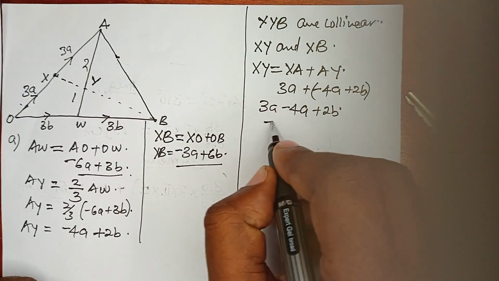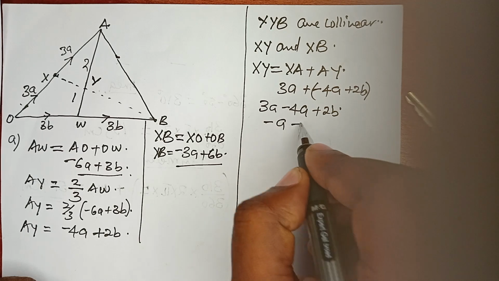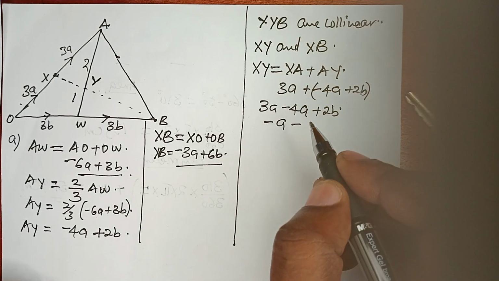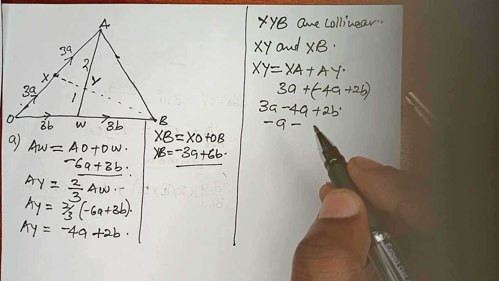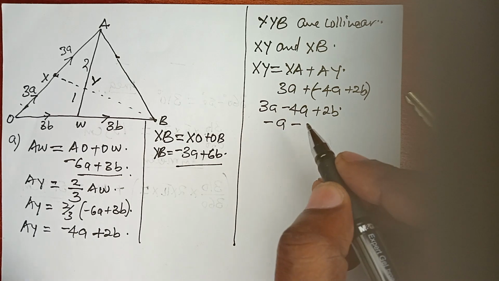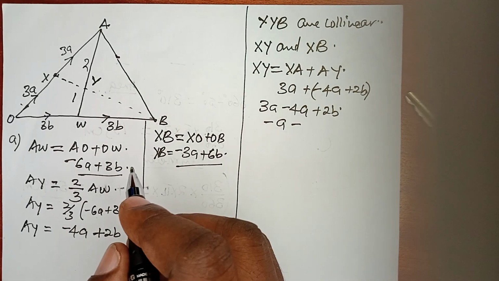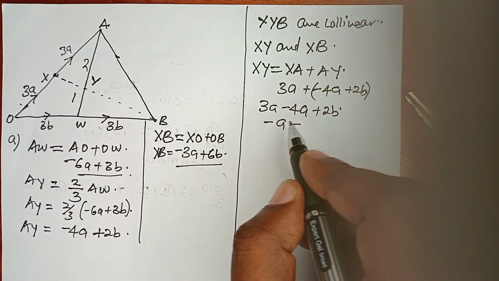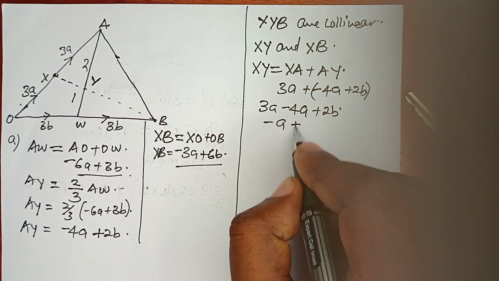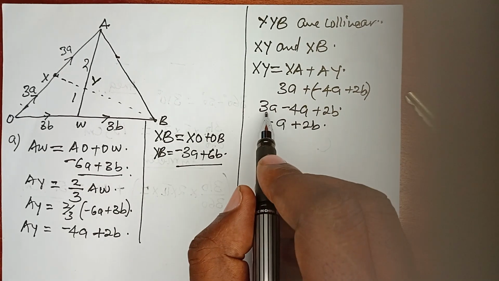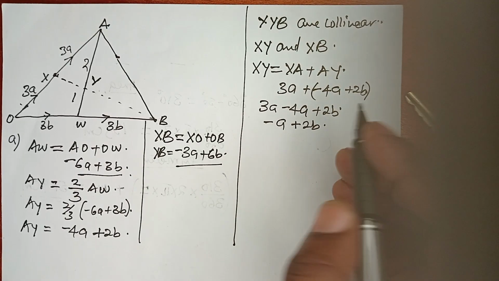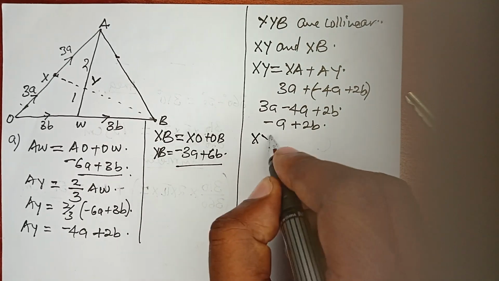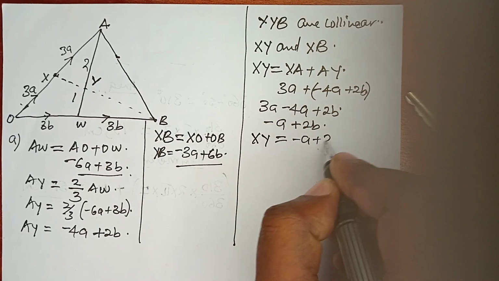Collecting the like terms, we have minus A plus 2B. Let's see what's happening here. Minus A plus 2B, correct, because 3A minus 4A is minus A and B is just alone. So this is XY for you, which is minus A plus 2B.